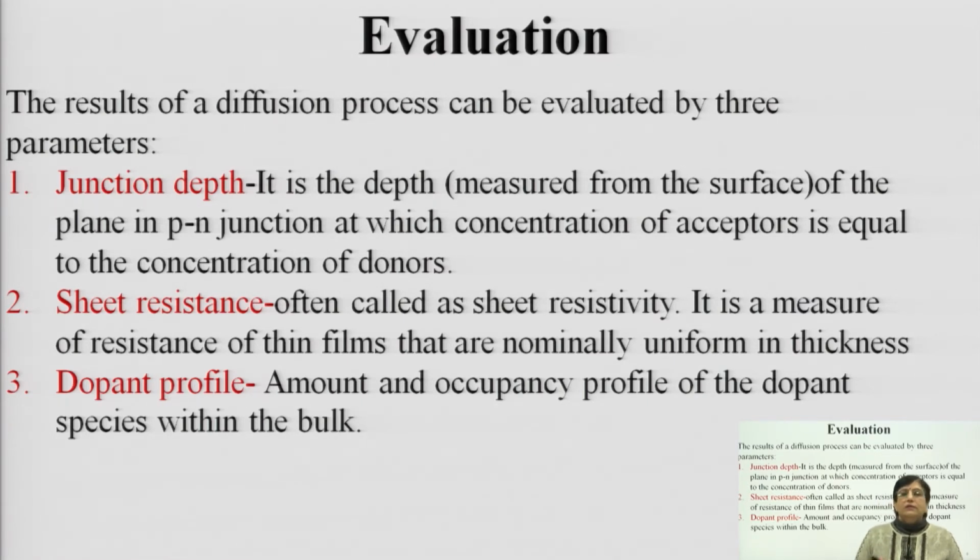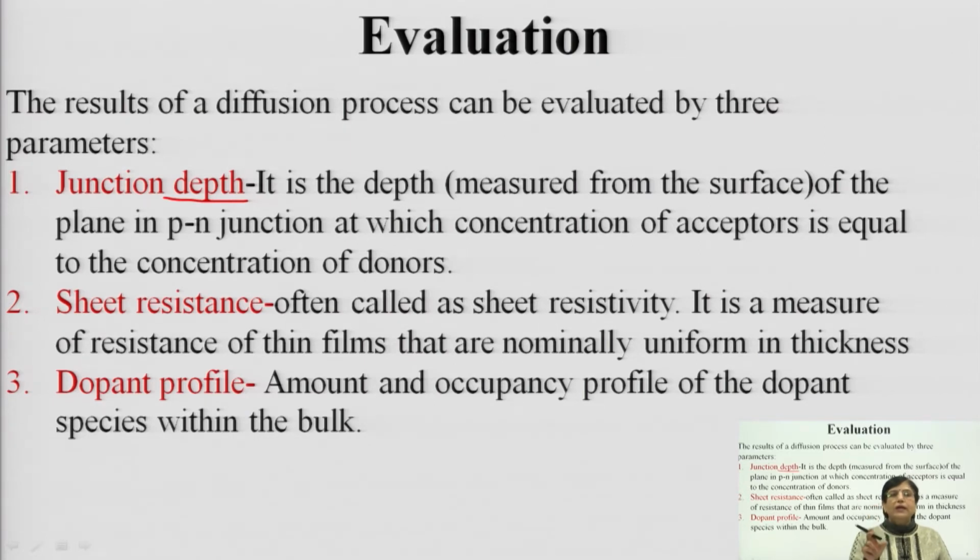Now, what are the characteristics? How do we measure? What are the typical characteristics that define the performance? So, the very first characteristic is the junction depth. Now, what is this junction depth? It is the depth measured from the surface of the plane of a p-n junction at which the concentration of the acceptor is equal to the concentration of the donor. So, wherever the equilibrium concentration is obtained, that particular penetration region, the region till where the charge carriers or impurities have moved in, is going to define your junction depth.